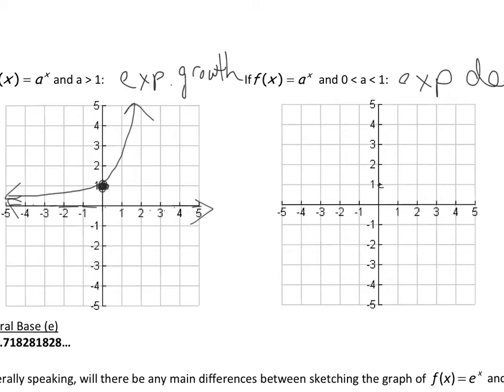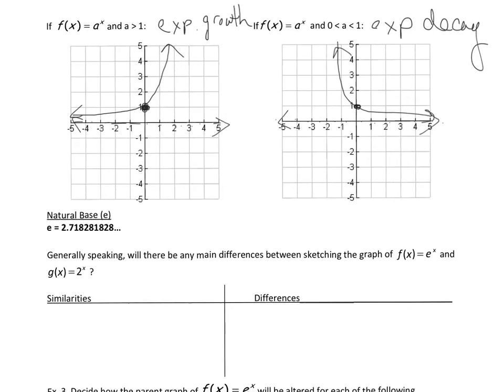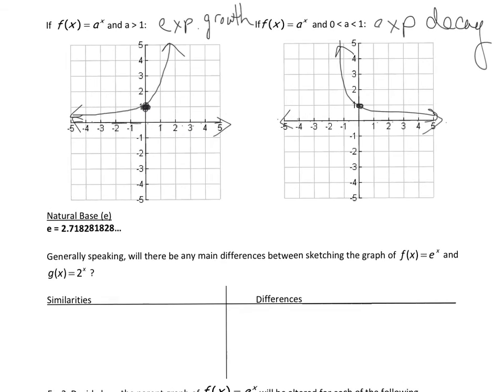For this, (0, 1) is your key point, but then for exponential decay, you want a graph that looks something like that. And then again, the horizontal asymptote. Those three things, the key point, exponential growth or decay, and the horizontal asymptote, when asked to sketch a graph, are the three key components.